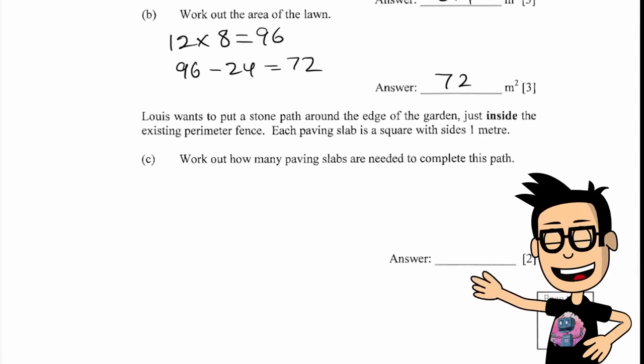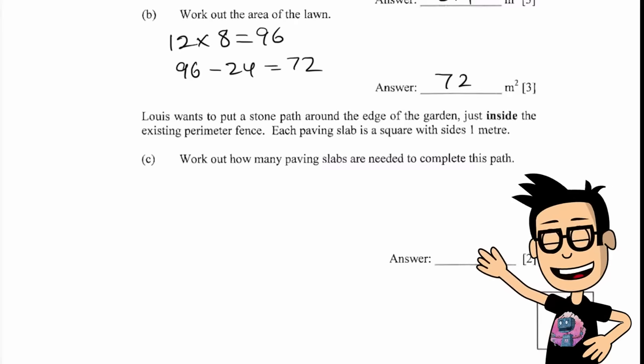So Louis wants to put a stone path around the edge of the garden, just inside the existing perimeter fence. Each paving slab is a square with sides 1 meter. So work out how many paving slabs are needed to complete his path.